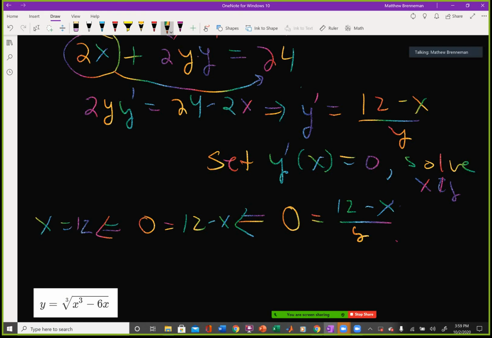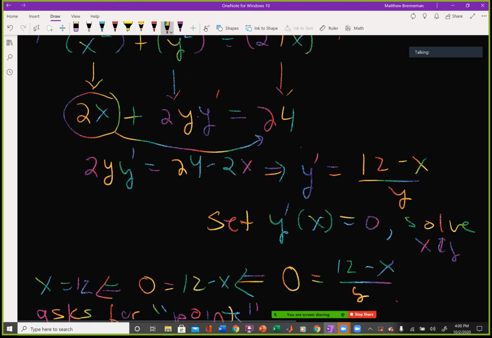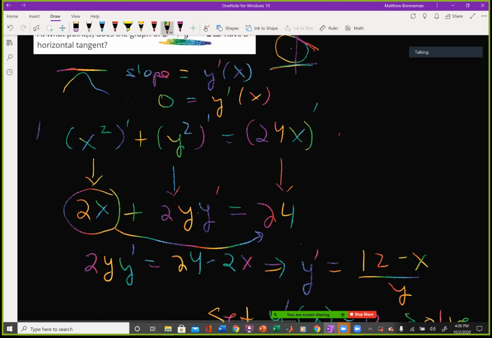Now, we're not done because it asked us for the points, right? So I want the x and y coordinate. So the problem asks for the points. In other words, we need the x and y coordinates. How are we going to find y? Just plug in 12 for the x.